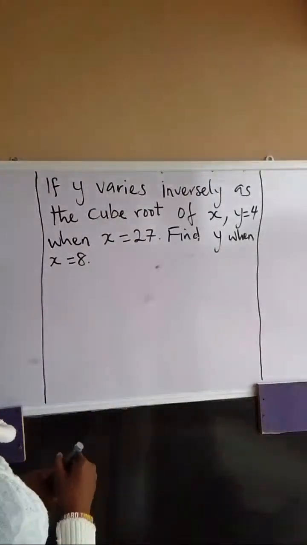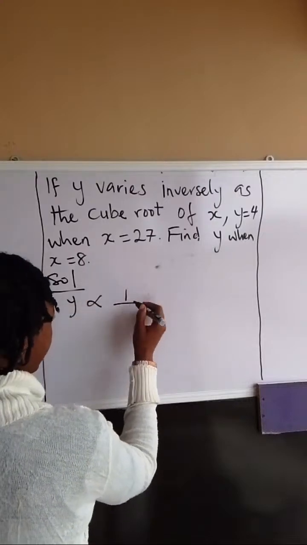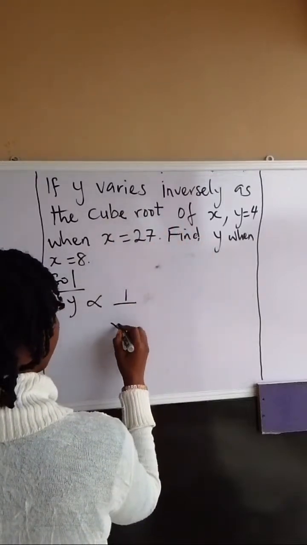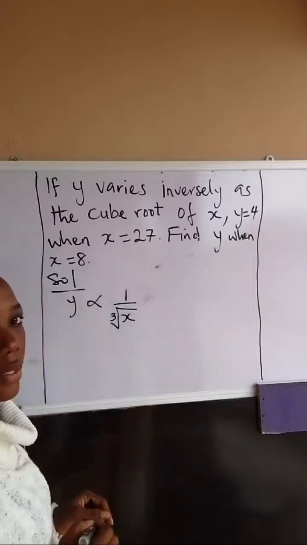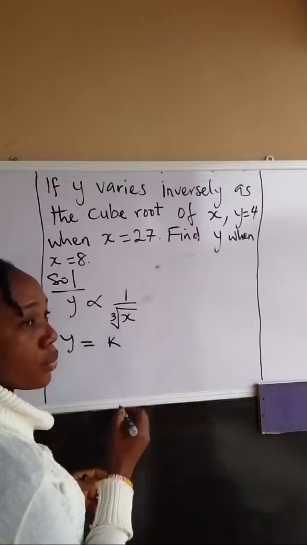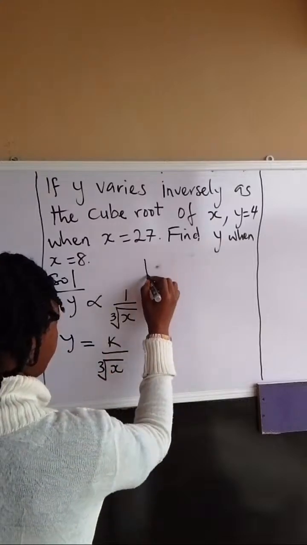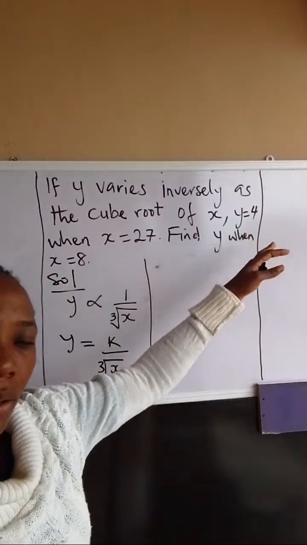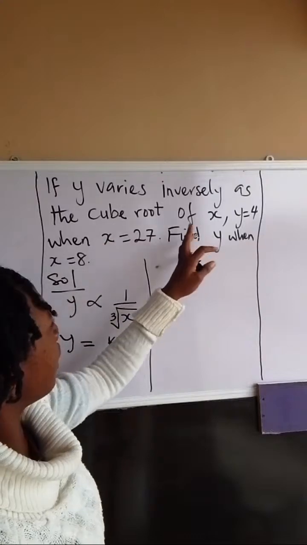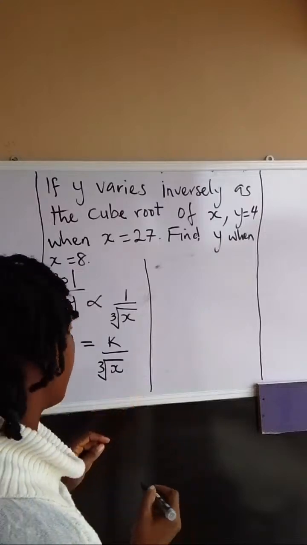All right. So first of all, solution. y varies inversely as the cube root of x. Now, y is equal to, we introduce our constant k, all over the cube root of x. Now, we're given the value of x and the value of y. So y is 4 and x is 27. We're going to be using those values.